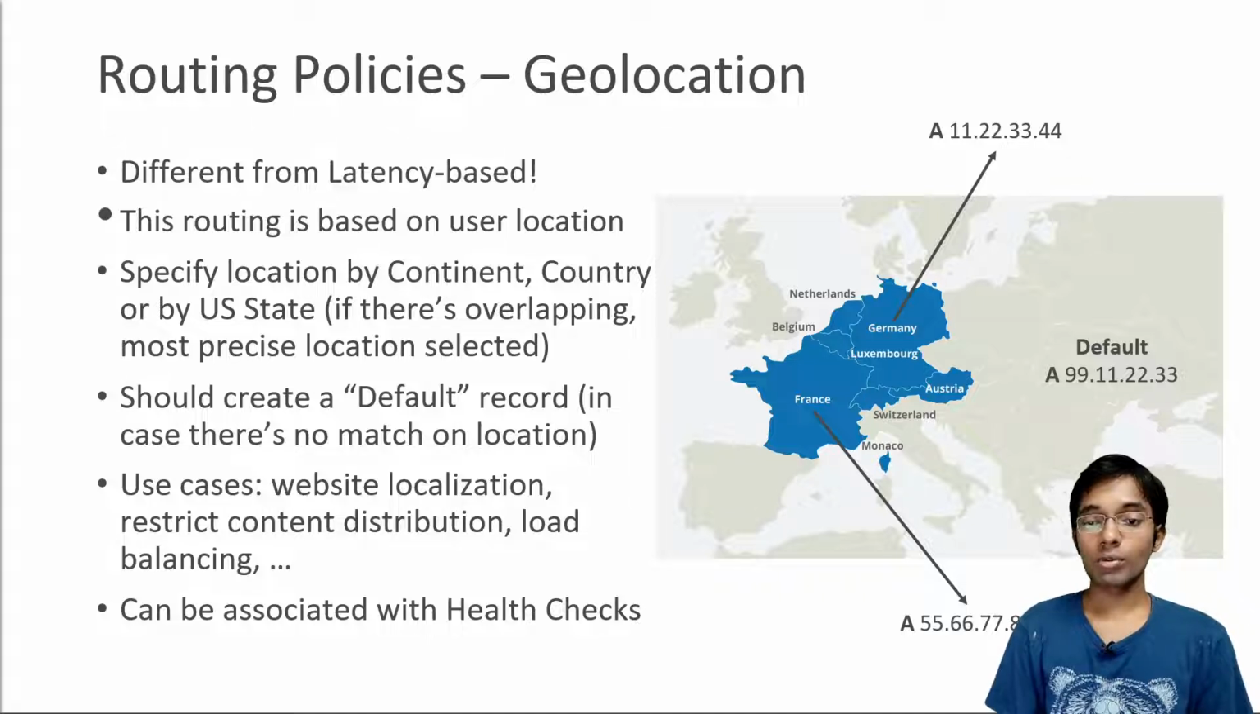As an example, we have a map of Europe right here, and some German users could be sent to this record. French users could be sent to the other record, and then anyone else could be sent to the default IP right here, which is somewhere in the Asian region.